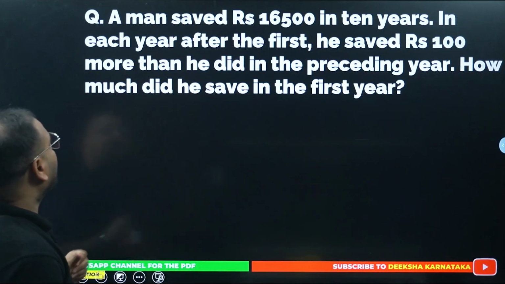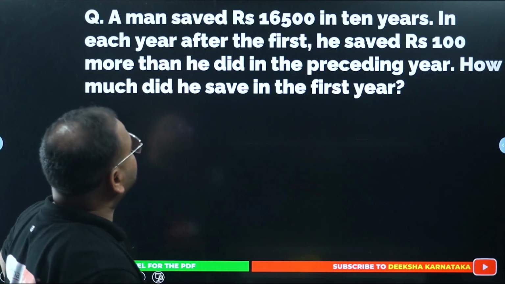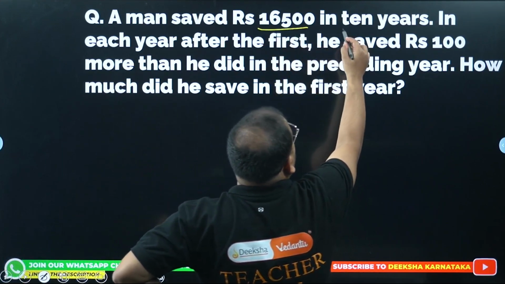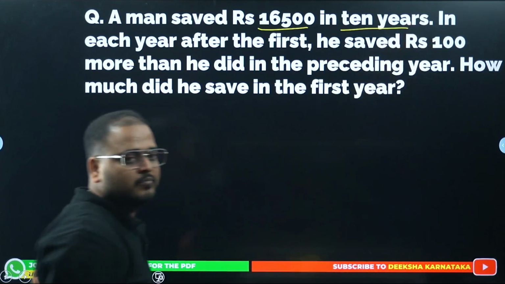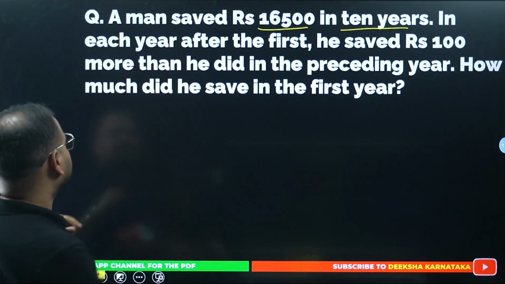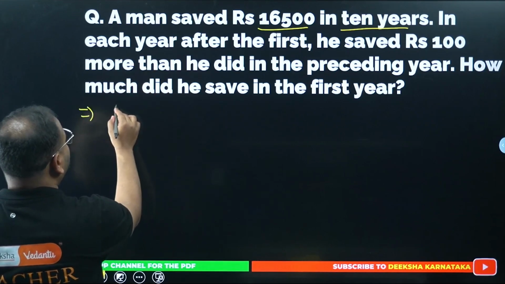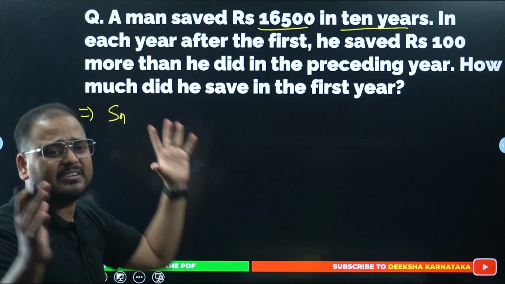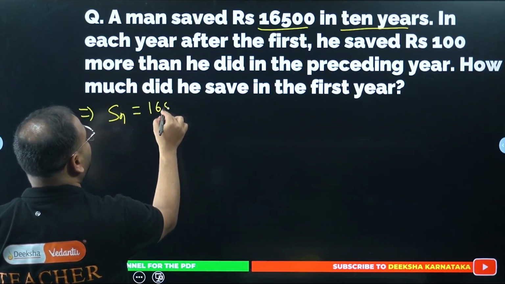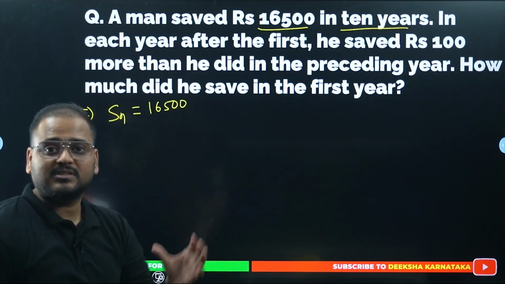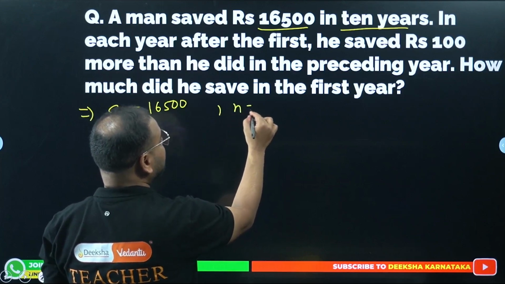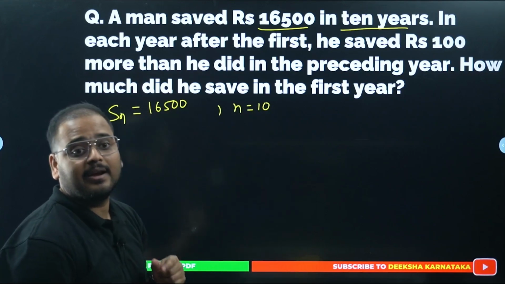Moving on. A man saved 16,500 in 10 years. So he had made a saving of this much amount in 10 years. From here only you identify what these two values are. 10 years he has collected all this amount. It means it is the sum of n terms, no sir. What about that 10? 10 is the number of years, sir. So it is n.